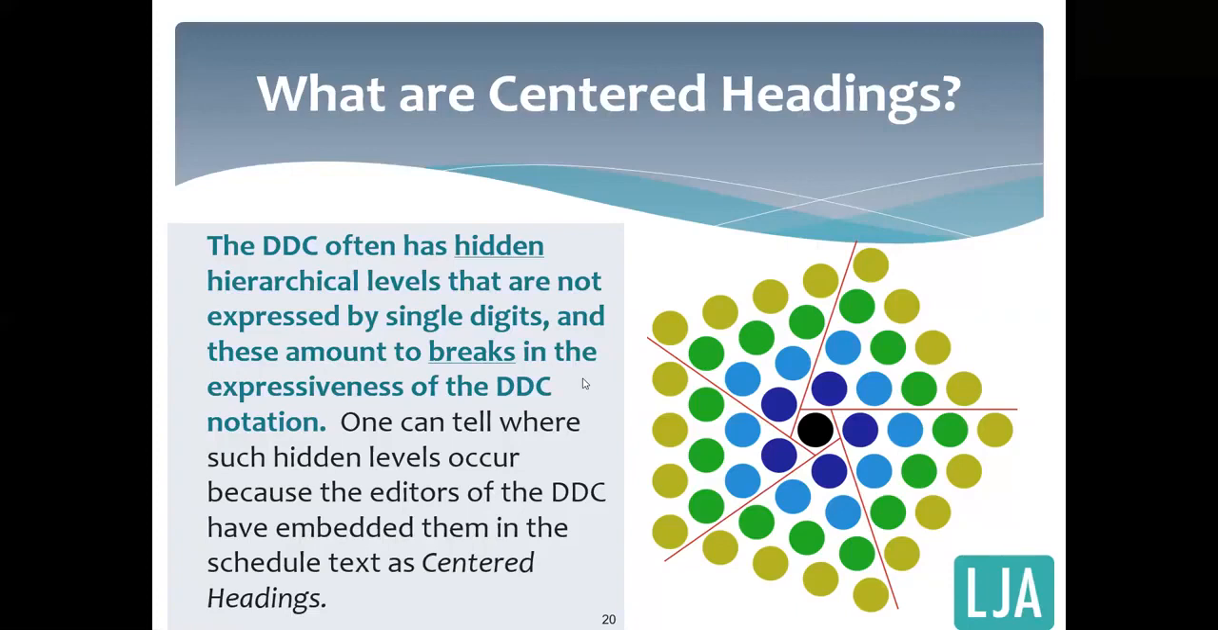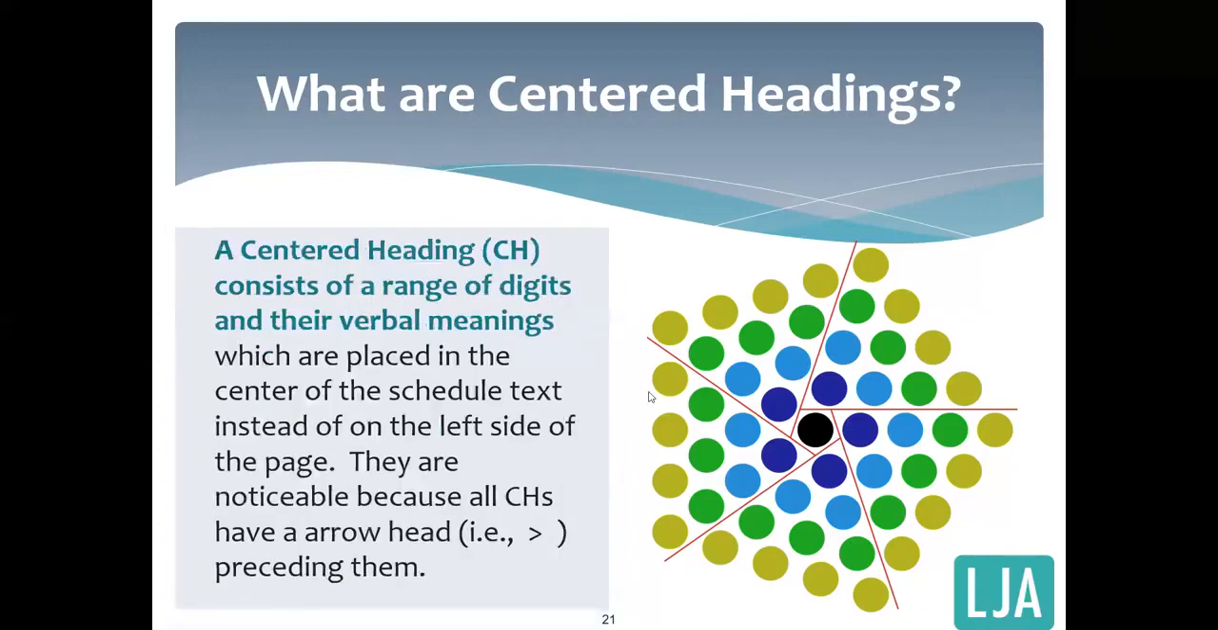So these are embedded especially in the Dewey print, and they will actually center them over, so it is a centered heading in the print. In WebDewey, and we'll look at an example, it's just a little range there. A centered heading consists of a range of digits and their verbal meaning. It's going to tell you that these numbers mean these things. So that's the other tip that you're looking at a centered heading: you are looking at a range of numbers and more than one meaning.